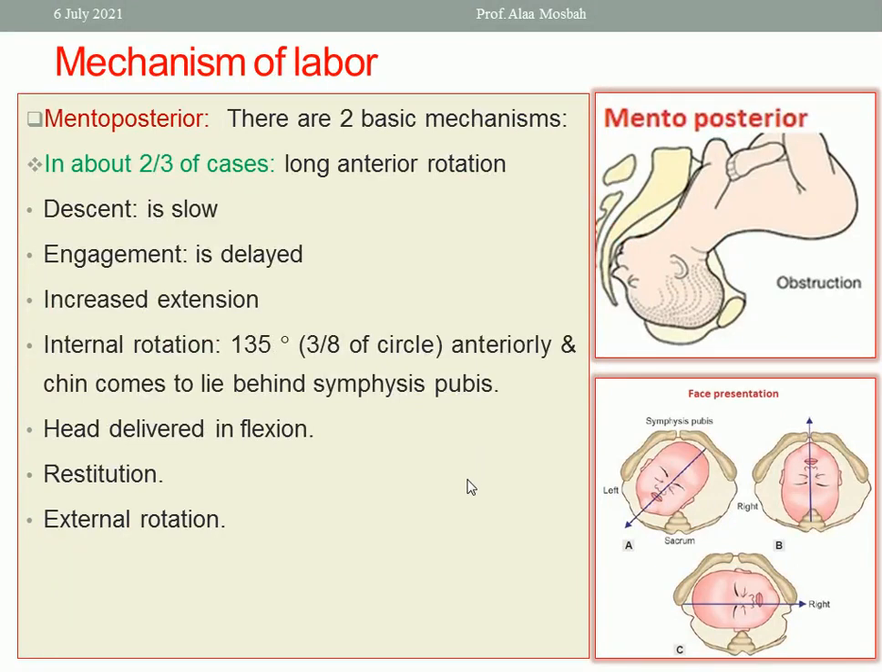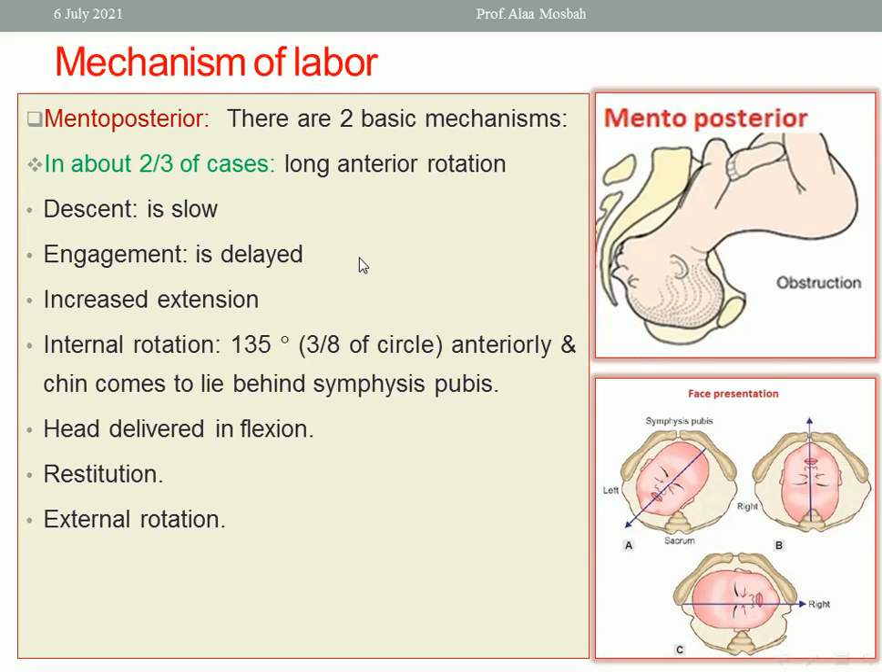2/3 of the cases will have long anterior rotation of 3/8 circle for the chin, and the baby will be delivered as mento-anterior. While 1/3 of cases will be persistent mento-posterior, and this is undeliverable and indicated for cesarean section. So let us start with the 2/3 of the cases with long anterior rotation.